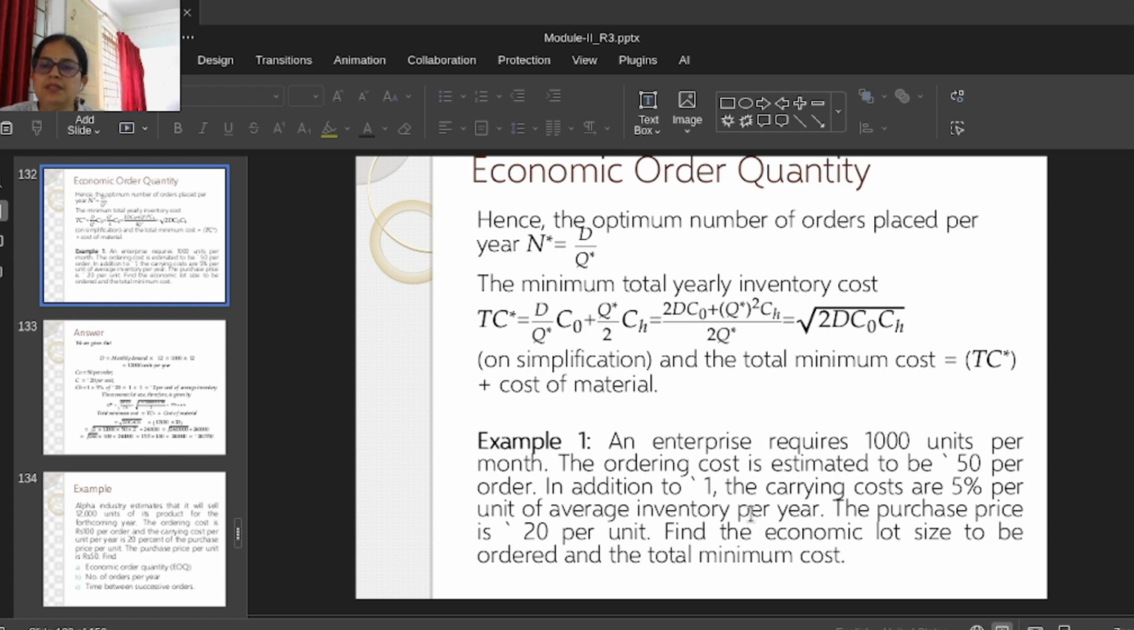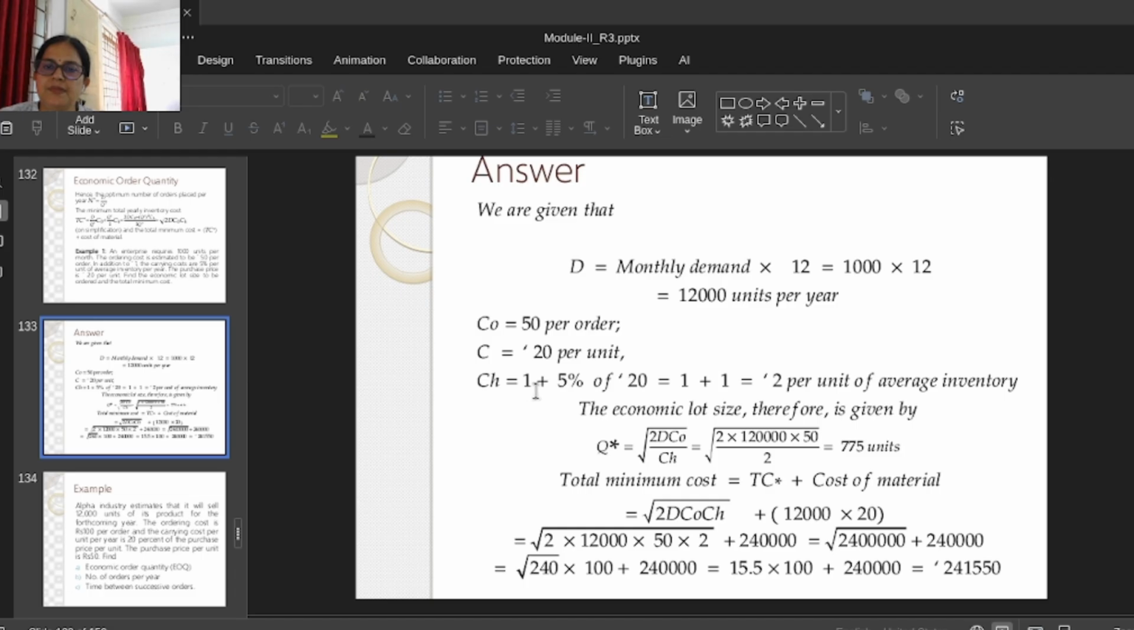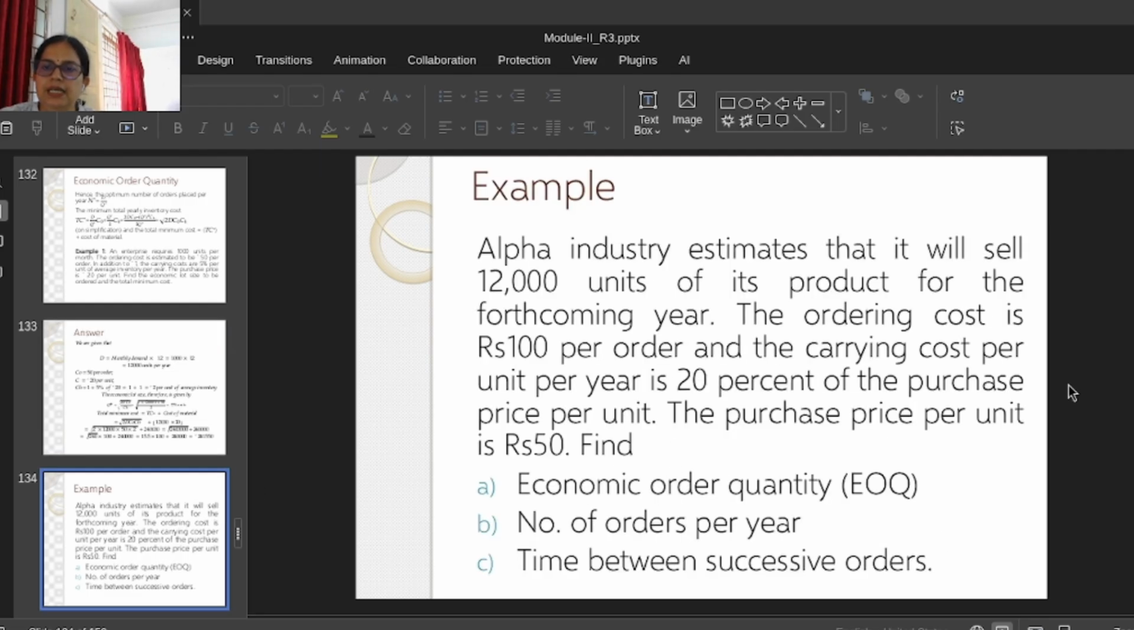Okay, in addition to 1 means we need to add 1 here with the carrying cost as we have calculated here: 1 plus 5% of 20, because 20 is our purchasing price of 1 unit. Here it is clearly given that the ordering cost is 100 per order and the carrying cost per unit per year is 20% of the purchase price per unit. What is the purchase price? Purchase price is 50. So find the economic order quantity, number of orders per year, time between successive orders.